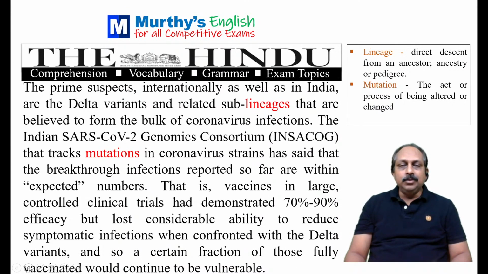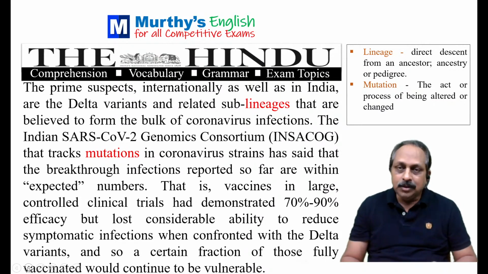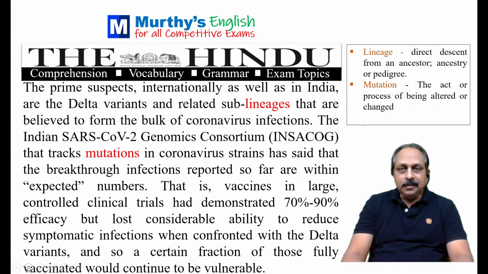The Indian SARS-CoV-2 Genomics Consortium, INSACOG, which tracks mutations in coronavirus strains, has said that the breakthrough infections reported so far are within expected numbers. They have seen the breakthrough infections, the new varieties, the Delta variants, and these are within expected numbers. They haven't crossed the expected numbers. That is, vaccines in large controlled clinical trials had demonstrated 70 to 90% efficacy, but lost considerable ability to reduce symptomatic infections when confronted with the Delta variants, and so a certain fraction of those fully vaccinated would continue to be vulnerable. So, this talks about the efficacy of the vaccines.